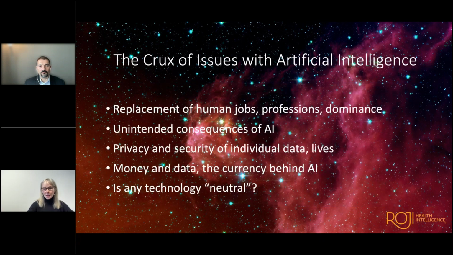This always comes up. Every time you want to deal with AI, you're dealing with the fear that it will replace human jobs, professions, dominance, that it'll have effects on privacy and security of patient data. Everyone recognizes that AI is created by companies who are making money, and therefore there's a profit motive and other motives in play. And then, of course, we know that no technology is actually neutral. Even technology has biases built in. Even AI has built-in biases. And so these are things that we're going to deal with as we go through the issues. They affect not only your choices in adoption of AI, but patient choices, clinician choices in actually using AI.